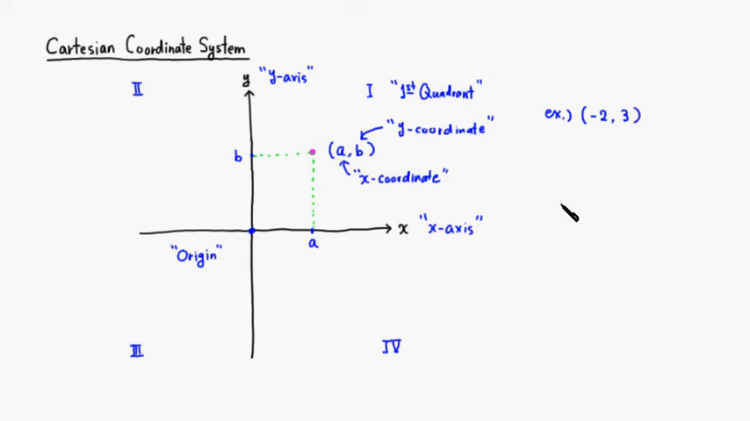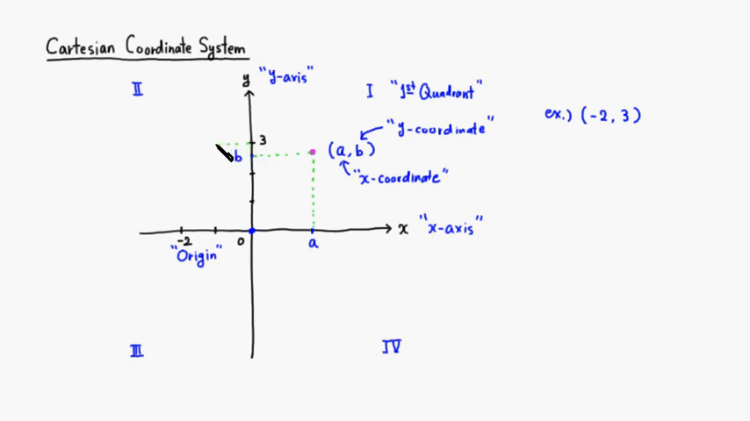The x coordinate is negative 2. On the axis, this right here is 0. So you go 2 units to the negative side, 1, 2. That would be negative 2 on the x-axis. Then positive 3, so you go up 1, 2, 3. So 3 is right about there. So the point negative 2 comma 3 is located.